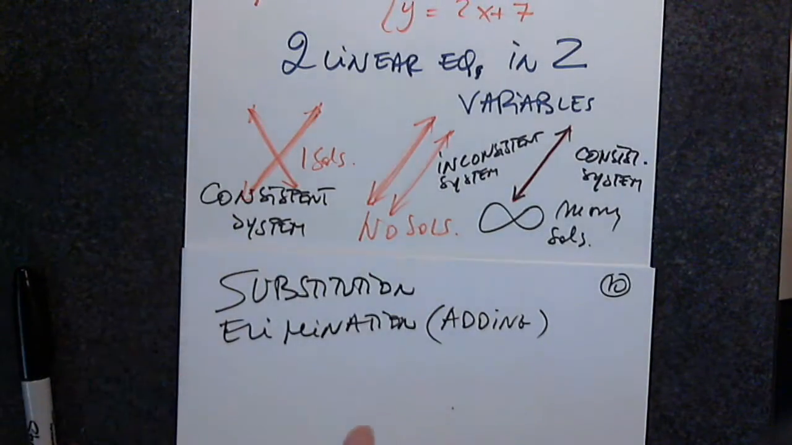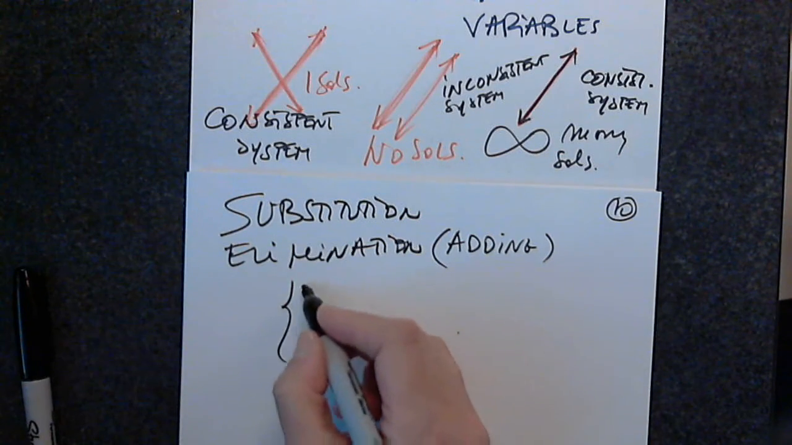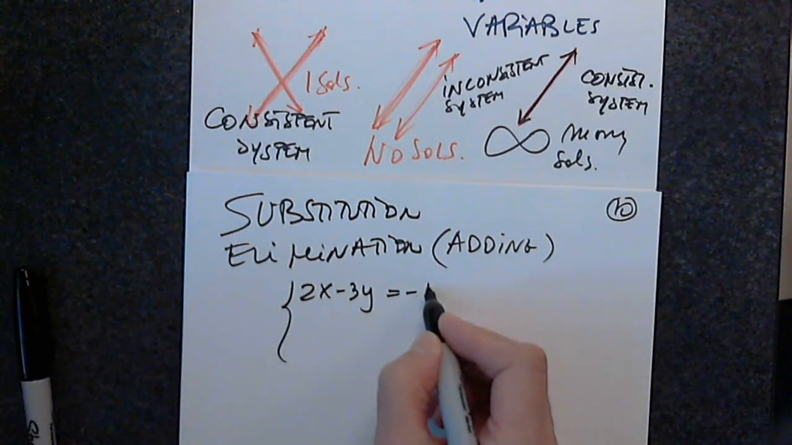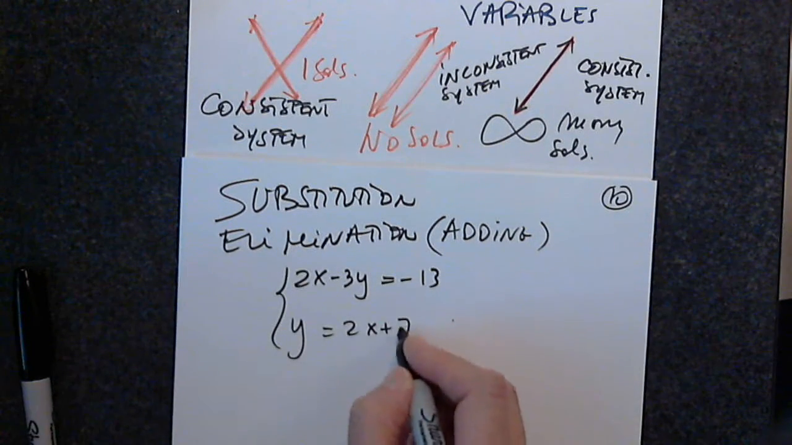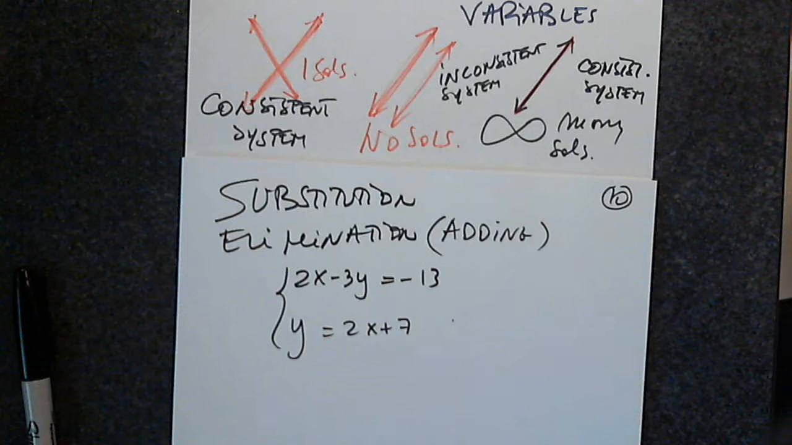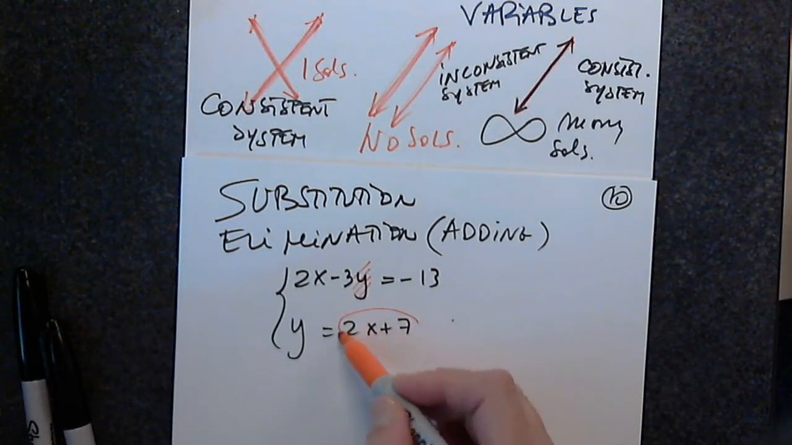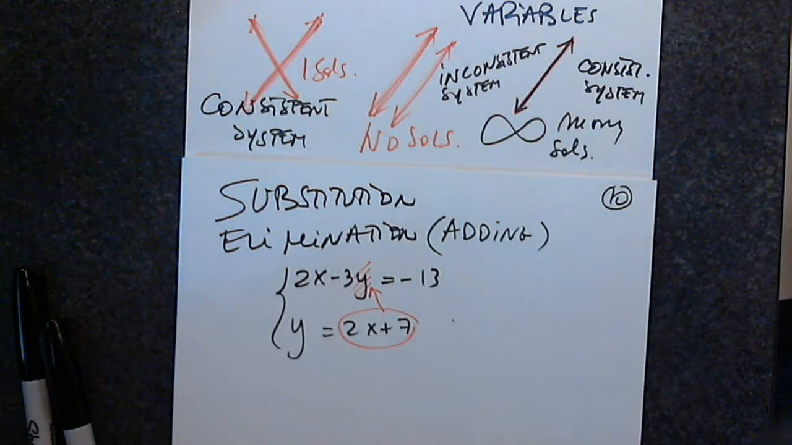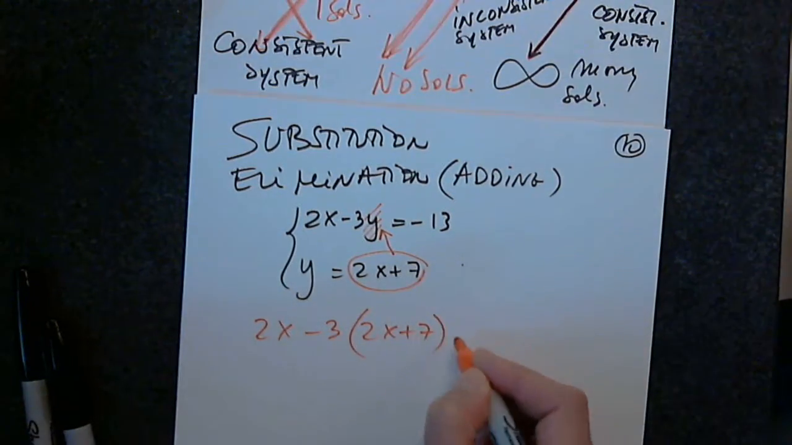I'm going to copy the system we just looked at. I have to copy it because I need more room. As you see, the second equation is already solved for one variable, for y, which means that immediately I can go and replace y in the first equation by 2x plus 7. But you have to be very careful how you write it. You have to put parentheses.